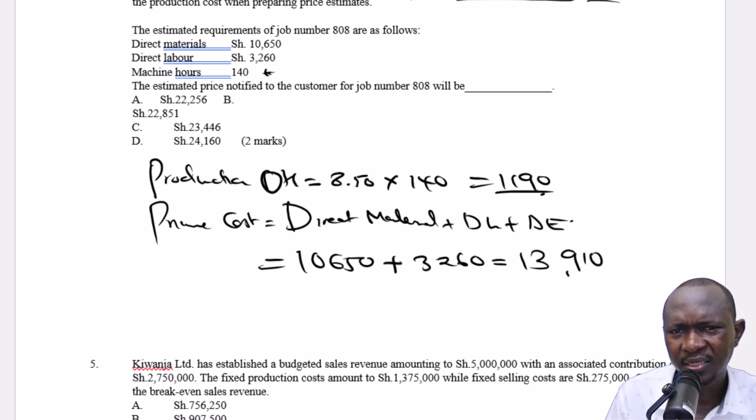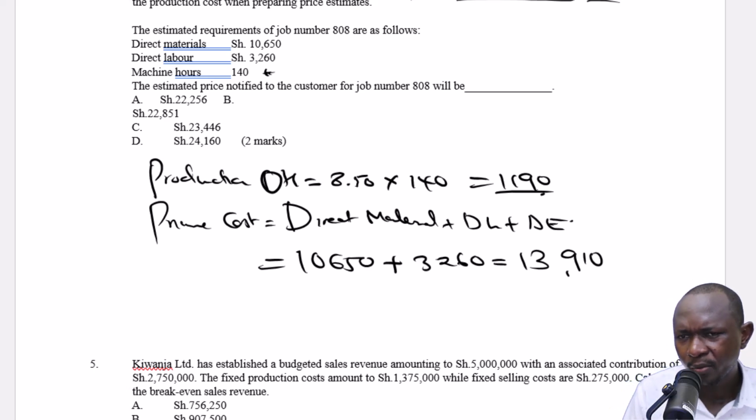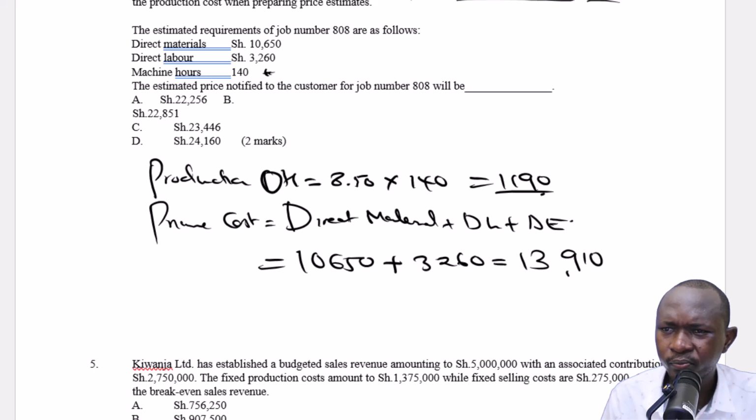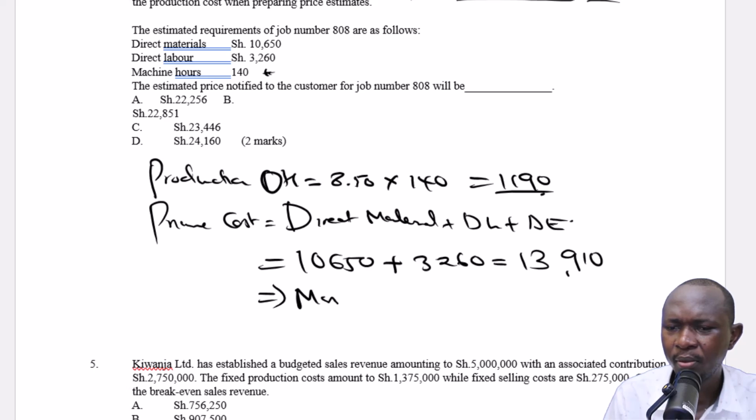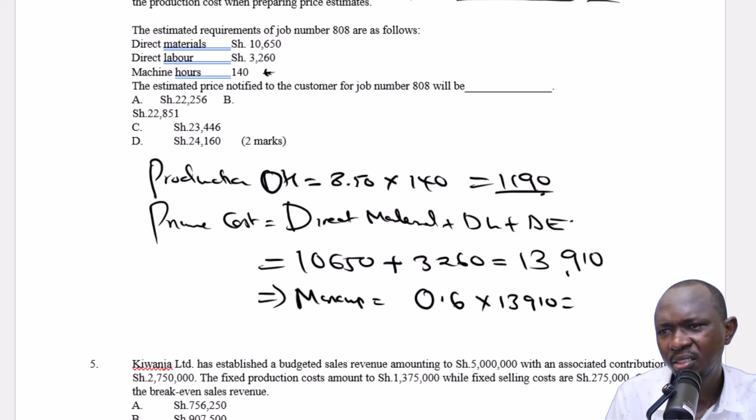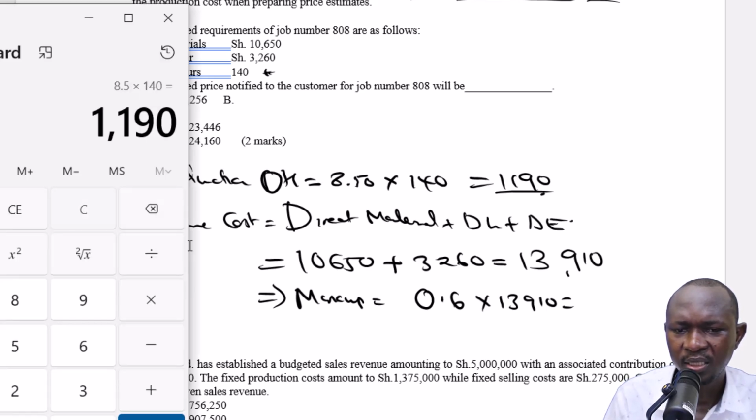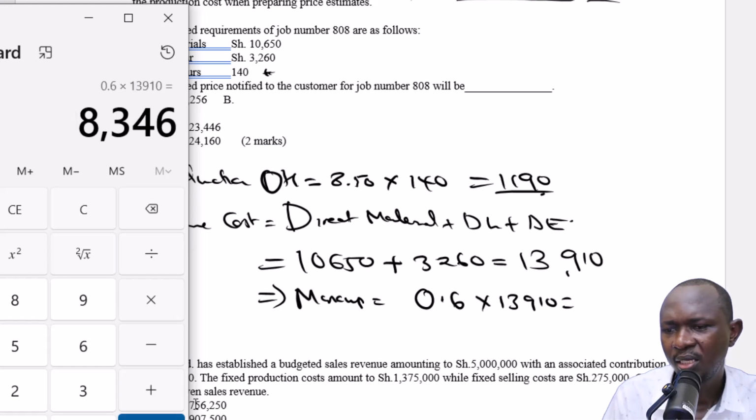Now the next thing is a markup of 60% of prime cost, 13,910. A markup of 60% of prime cost is added to the production cost when preparing price estimates. So a markup of 60% will be 0.6 times 13,910. That gives us 8346.